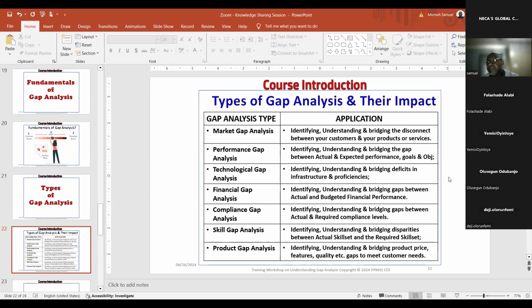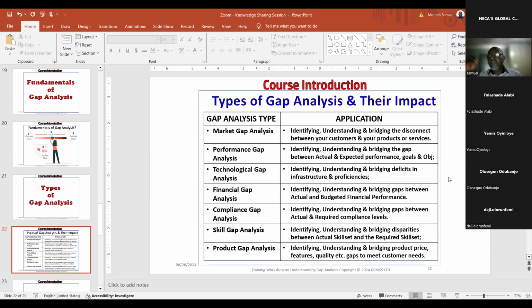Mostly at the beginning of the year, organizations communicate targets to us. Your targets could be financial, in terms of products, or in terms of customer base. So different targets are being communicated to us. Sometimes your targets could be projects that you have to complete between X, Y, Z period. So whatever your targets are, performance gap analysis will help you to identify the gaps between where you are presently and the performance targets that you want to achieve.